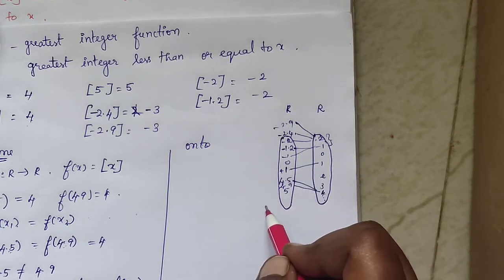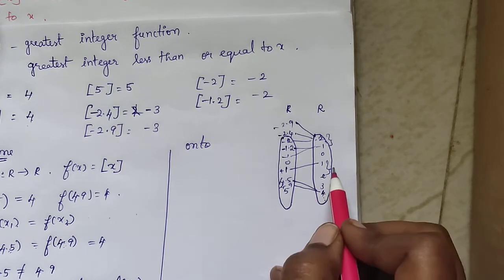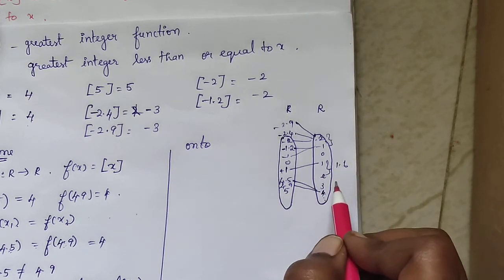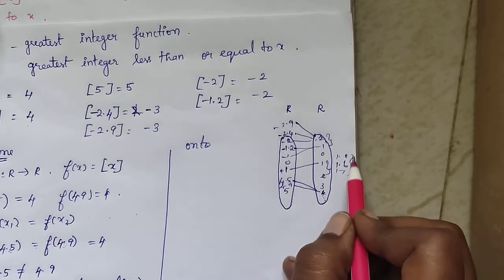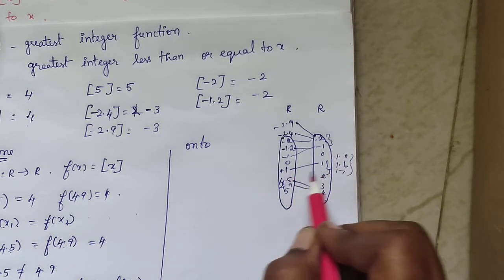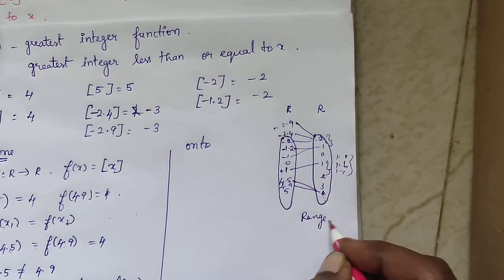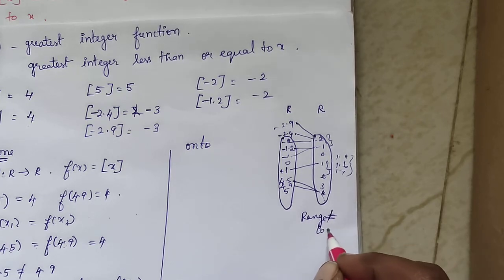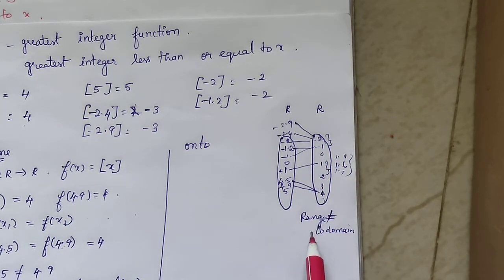For 1 it will be 1 only, for 2 it will be 2 only, but in between these two points there are numbers like 1.6, 1.7, 1.8. These numbers do not get involved in the mapping here, so my range is not equal to the codomain. So many elements are there in the real number set, but here only a few numbers are involved in mapping, therefore range is not equal to codomain.